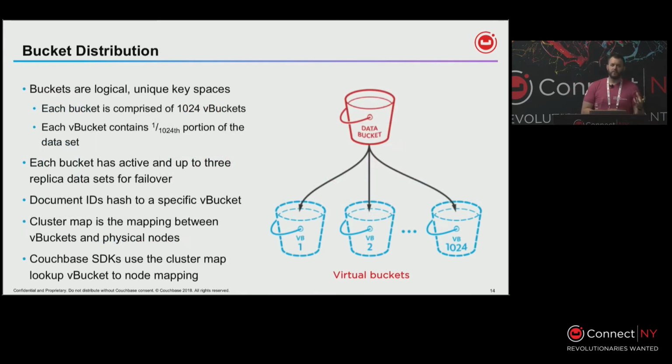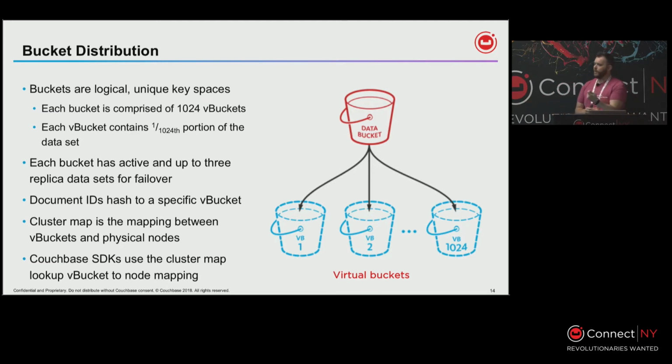And for a bucket, what we do is take that bucket and we divide it into 1,024 virtual buckets, or what we call vBuckets. And those are distributed throughout the cluster. So take a scenario where we have, let's say, 4 nodes of Couchbase running the data service. We would have 256 vBuckets, virtual buckets, on each node. And that's what that node is responsible for.